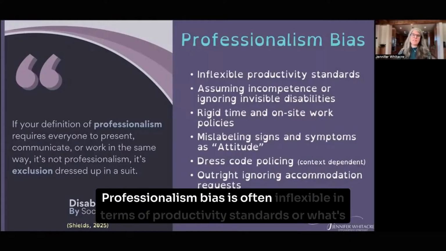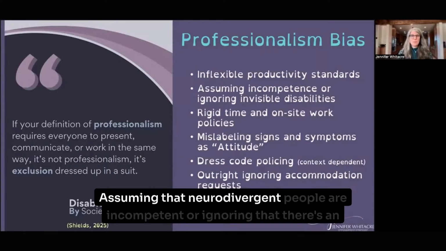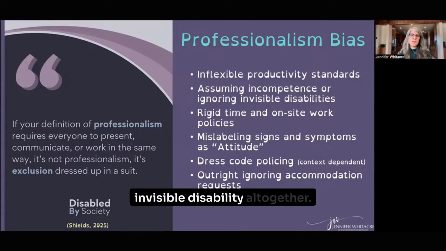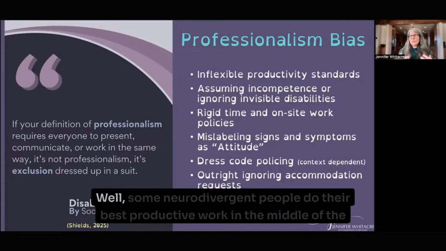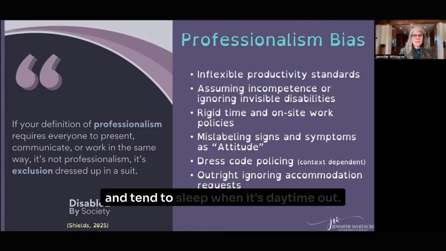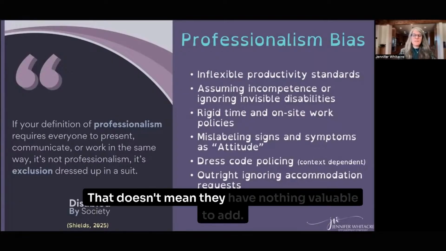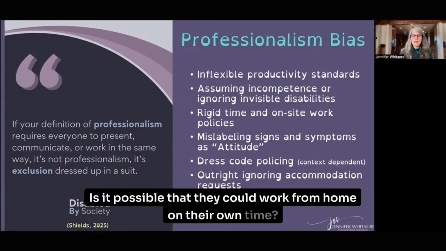Professionalism bias is often inflexible in terms of what's expected in terms of productivity standards, assuming that neurodivergent people are incompetent or ignoring that there's an invisible disability altogether. Rigid time and on-site work policies are considered professional, like you have to come to the office. Well, some neurodivergent people do their best productive work in the middle of the night and tend to sleep when it's daytime out. That doesn't mean they have nothing valuable to add. Is it possible that they could work from home on their own time?